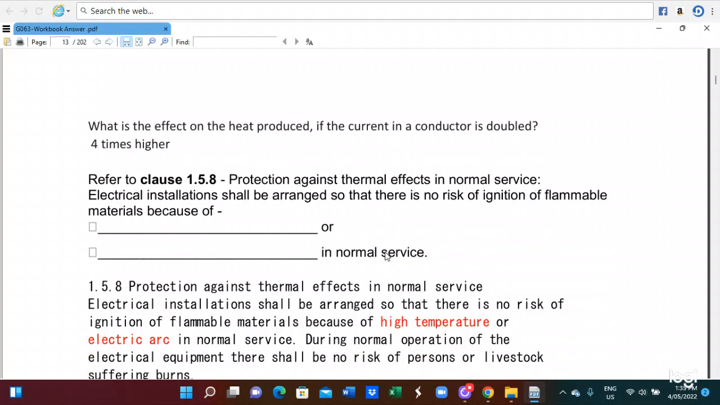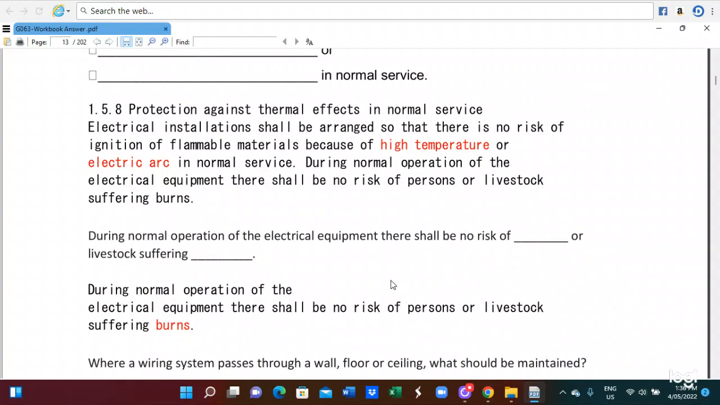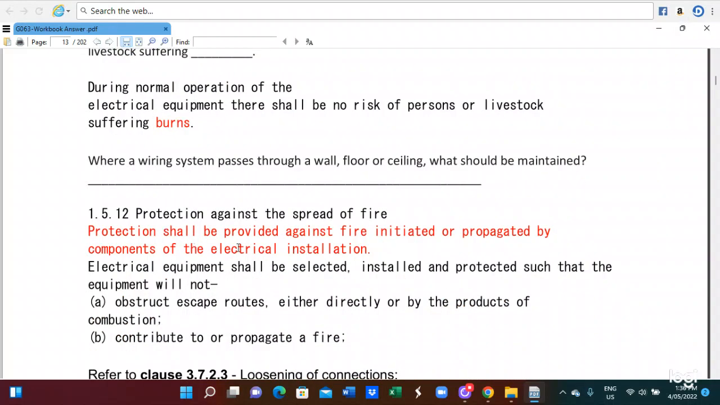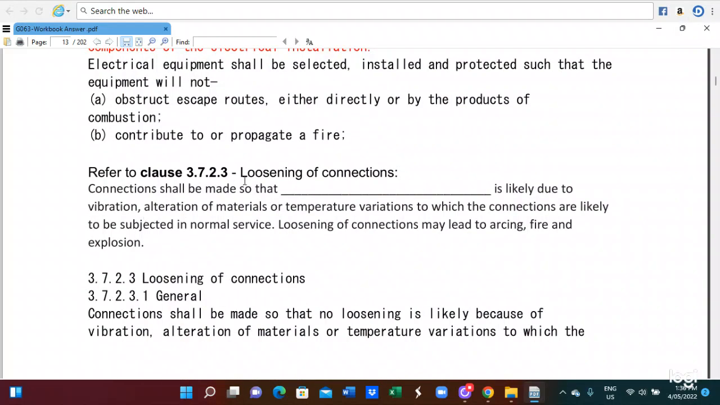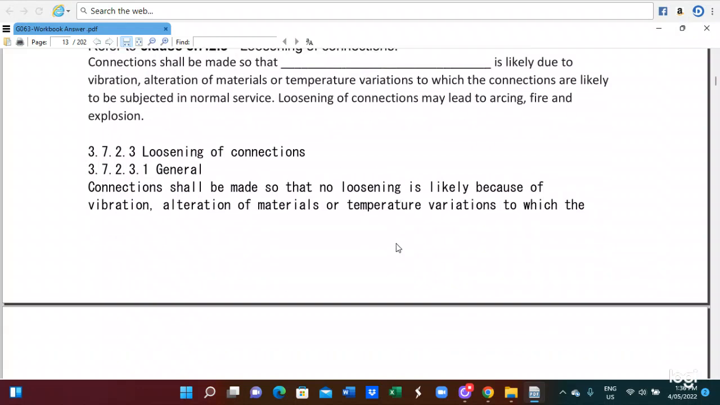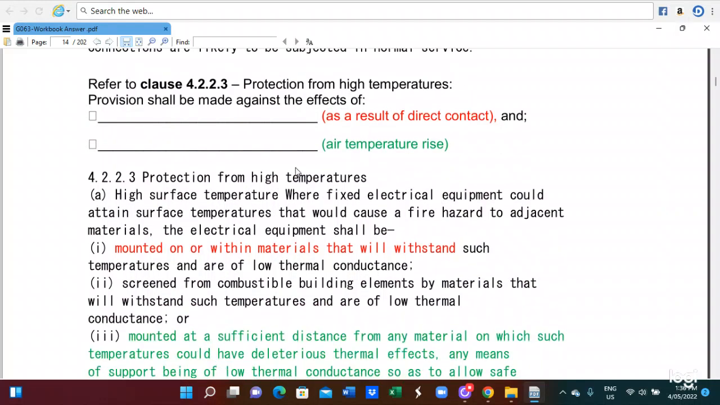Also, what are the high temperatures. So this is also the normal operation definition, protection against the spread of fire, how to do the protection against the spread of fire, which is covered in 1.5.12, and also the loosening condition. So in this case, 3.7.2.3 mentions the loosening condition. Also the protection from high temperature, you read this protection from high temperature. So this is the definition of protection from high temperature, 4.2.2.3.